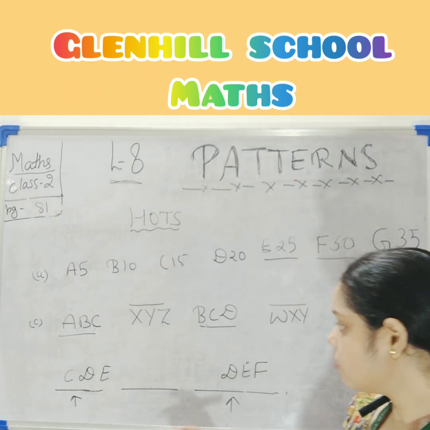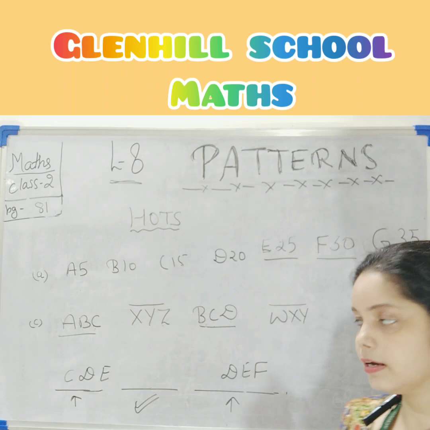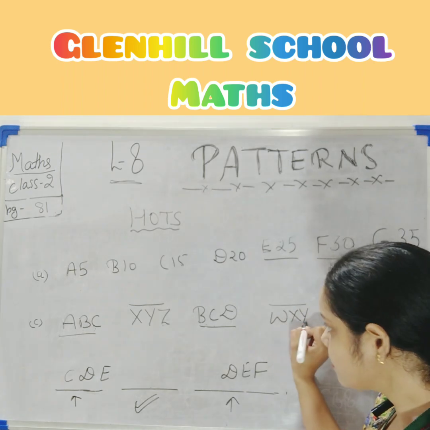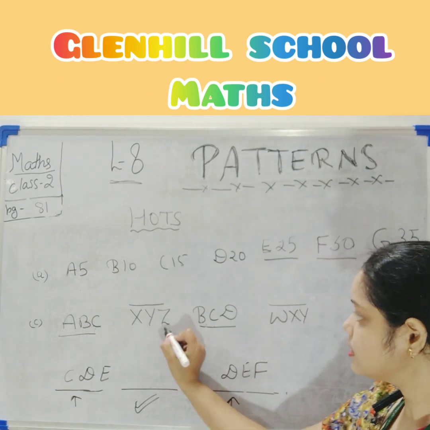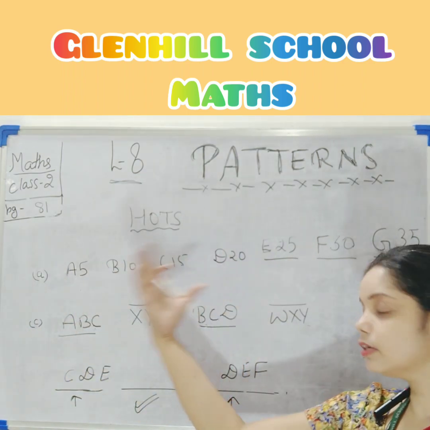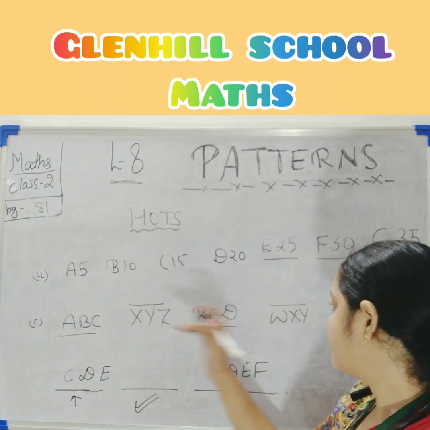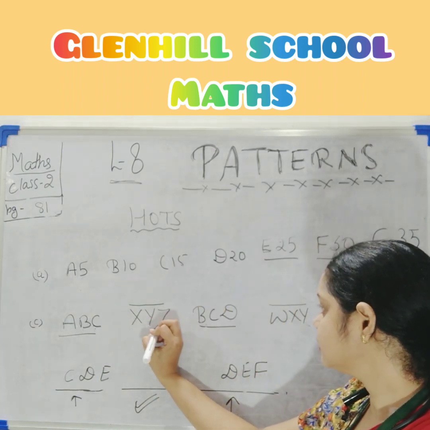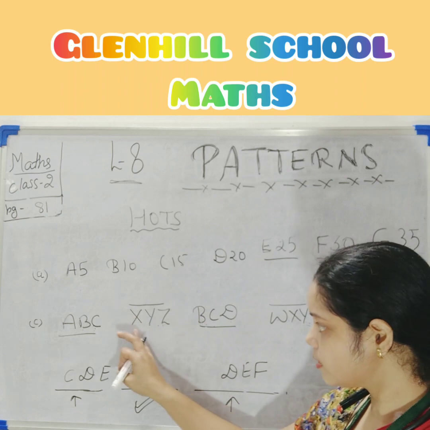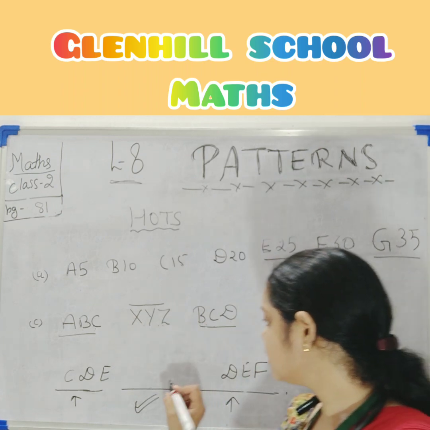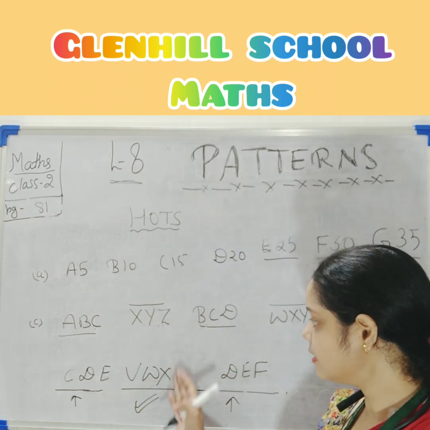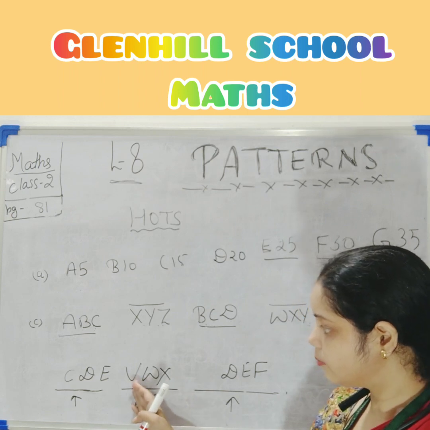This is completed. Now only one is incomplete. So we will complete. So just see here. X, Y, Z is here. Then W, X, Y means here the back alphabet is missing and it is adding the further alphabet. So X, Y, Z, W, X, Y. So here Z is missing, X, Y is here, but Z is missing. So here we will write V, W, X. Okay, because Z, Y, Z, X is missing, V, W, X.